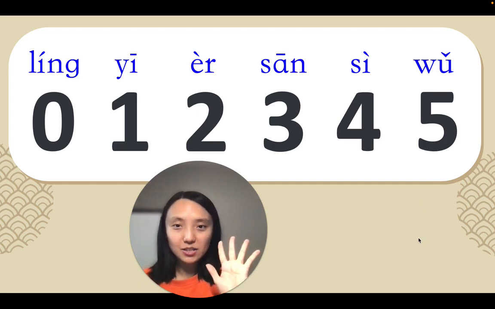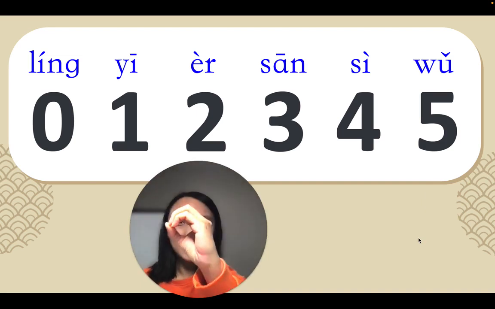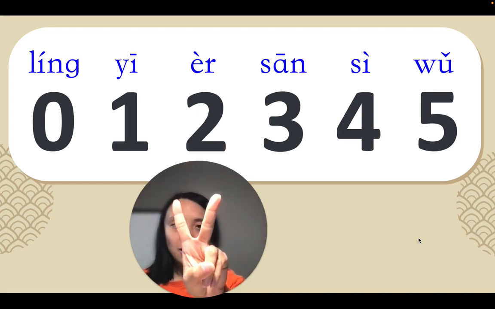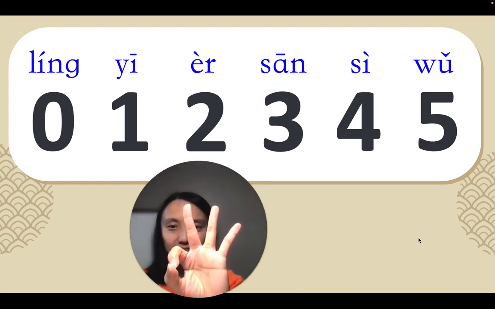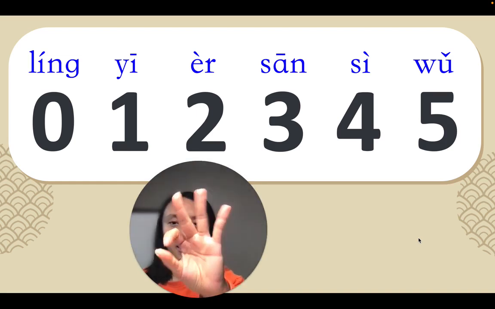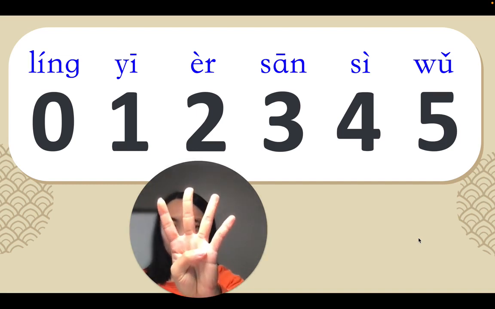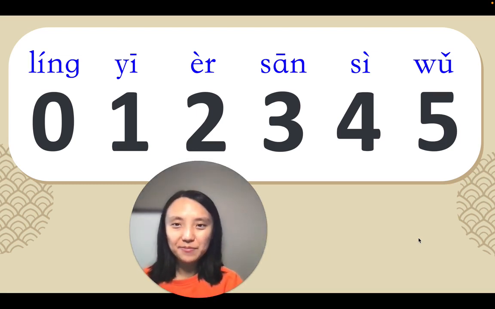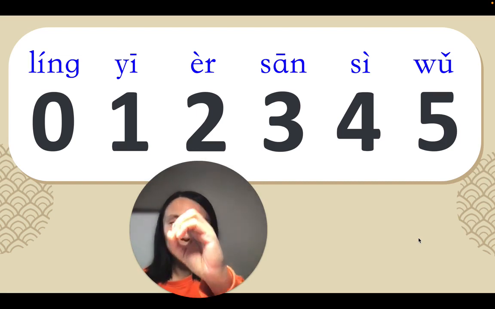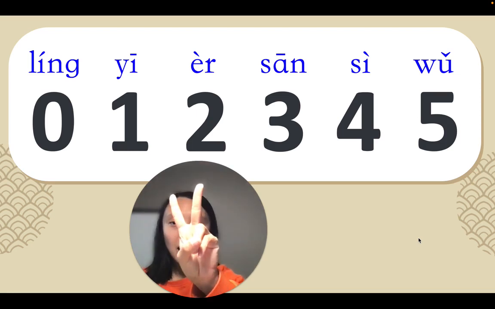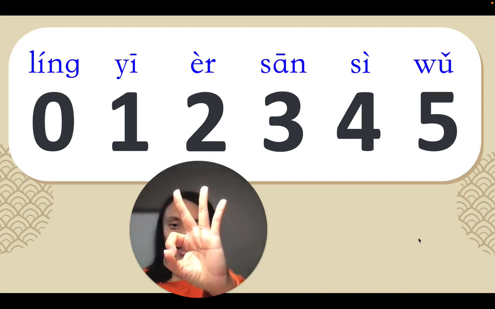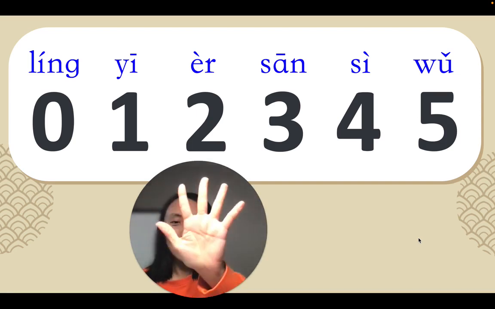Now use your hand. Count with me together. Ling, yi, er, san, si, wu. Let's do one more time. Ling, yi, er, san, si, wu.